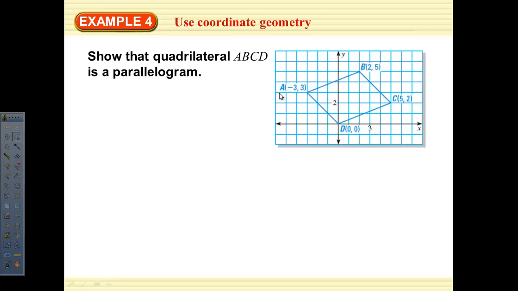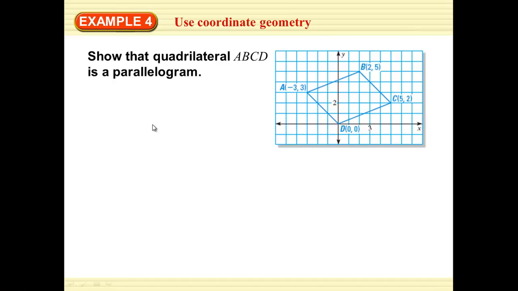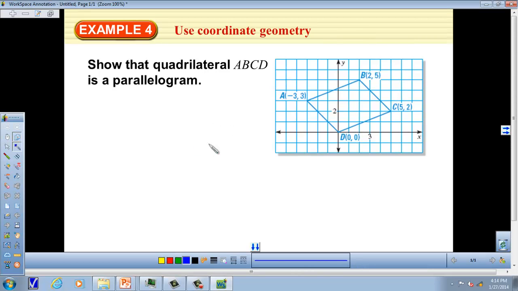Here's the last example in section 3. For this, we want to prove that this is a parallelogram. There's a whole bunch of different ways that we could prove that. The way that I'm going to choose is to show that these two lines are parallel and that they're also congruent.